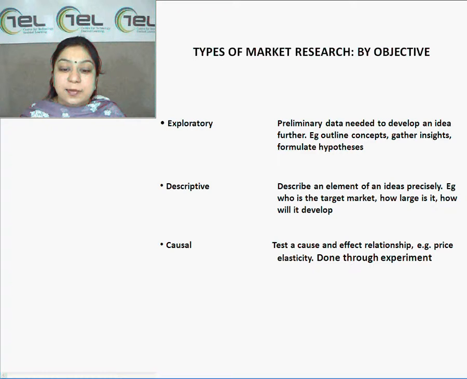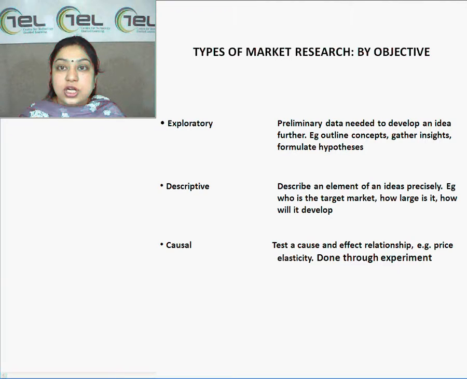Next is your descriptive research. Under the descriptive marketing research, you describe an element of an idea very precisely. For example, who is the target market, how large it is, how we will develop it. Now all this is done under the descriptive marketing research.